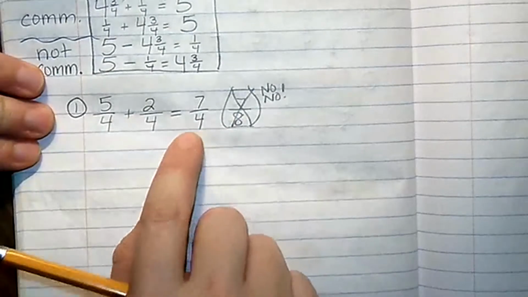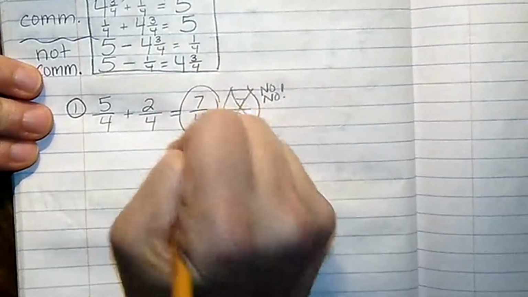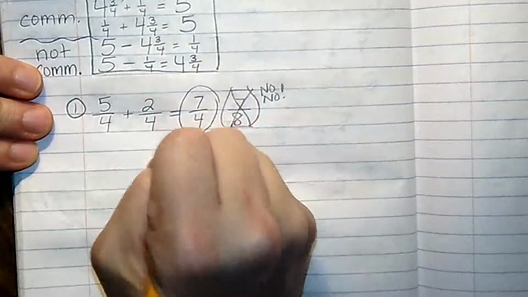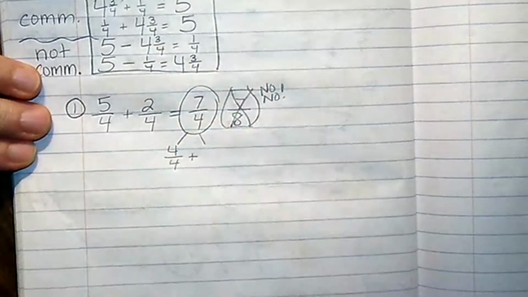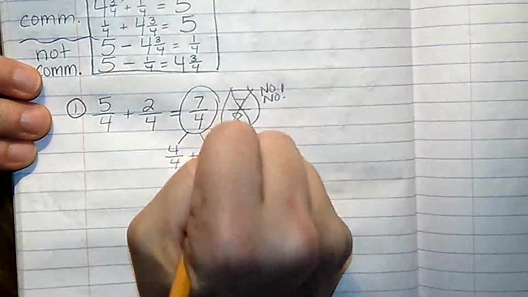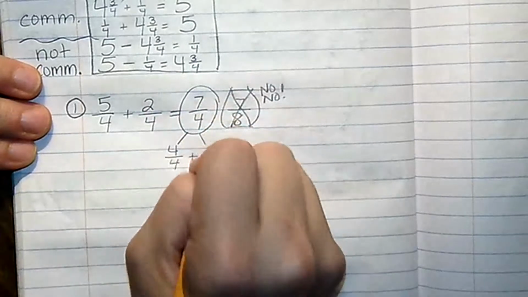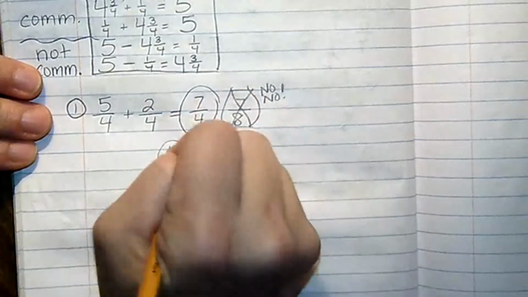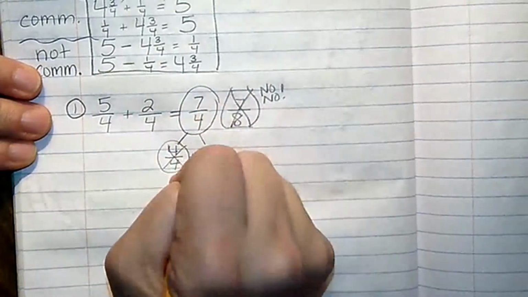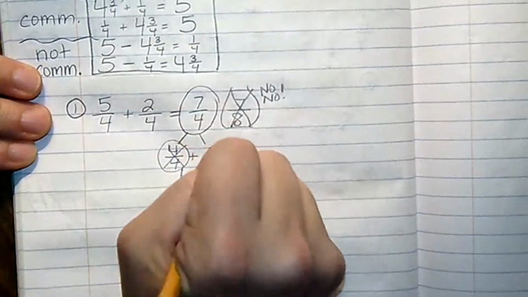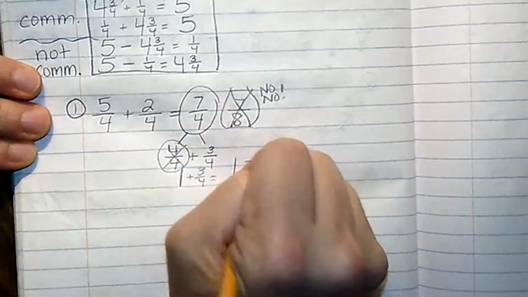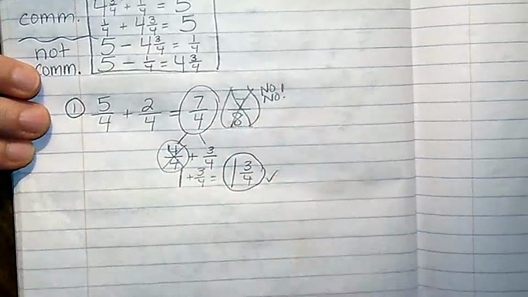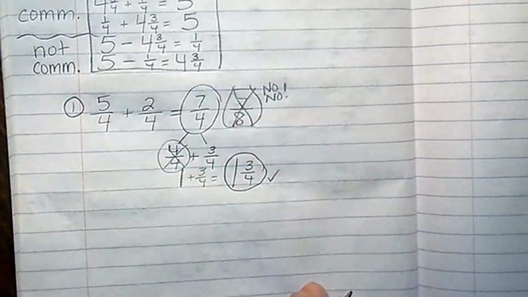Well, I got 7/4, but this answer looks funny to me, right? So let's do a number bond for it. I can take out 4/4 plus, how many more fourths do I need to get 7/4? 3/4. 4/4 plus 3/4 equals 7/4. 4/4 is the same as 1 whole. This is 1 whole plus 3/4, which gives me 1 whole and 3/4. I think that's my answer. We need to check, don't we?